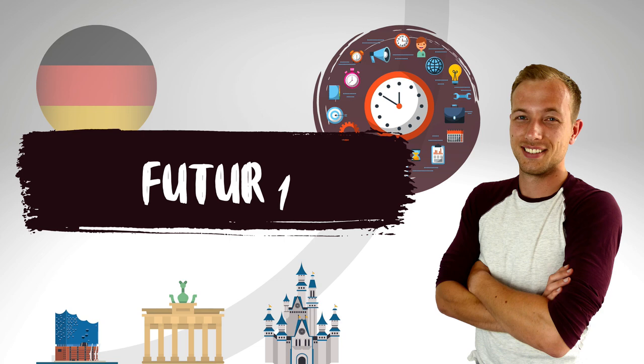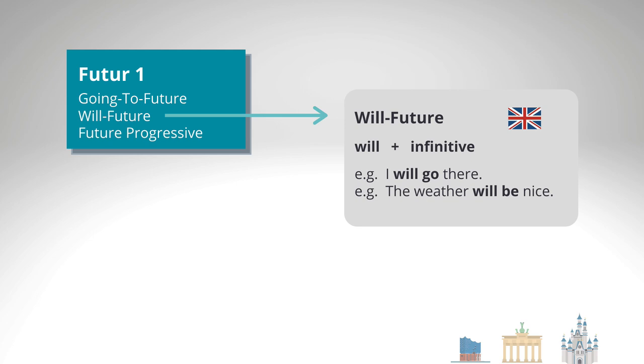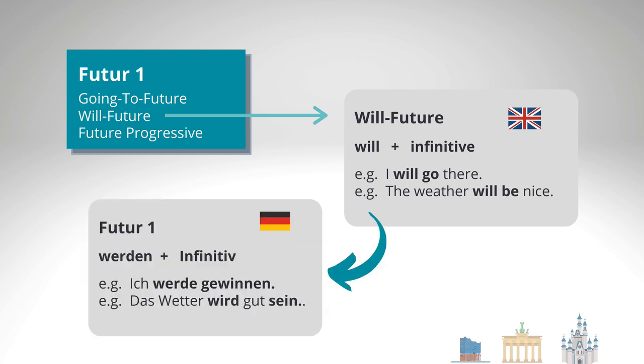Okay, so let's start with the by far most used and most important future tense in German, the Futur 1, future 1. The Futur 1 is our equivalent of the going to future, will future, and future progressive in German. But of these 3 tenses, the one it resembles the most is the will future. Quick reminder, in order to form the will future in English, we just need will plus the infinitive of the verb. For example, I will go there, or the weather will be nice. Just will plus infinitive.